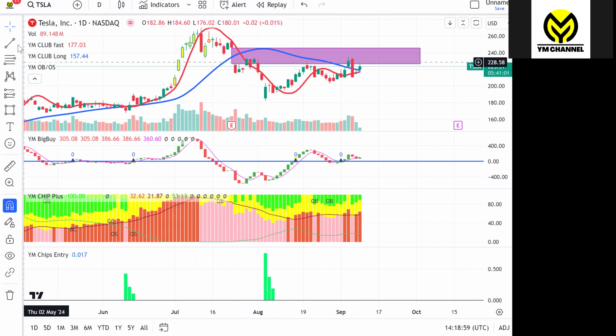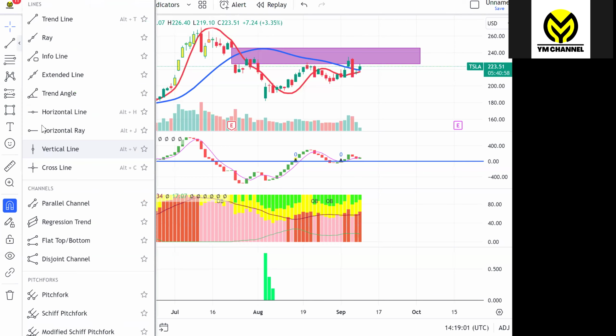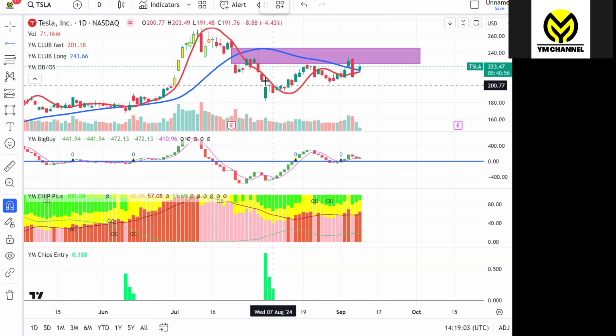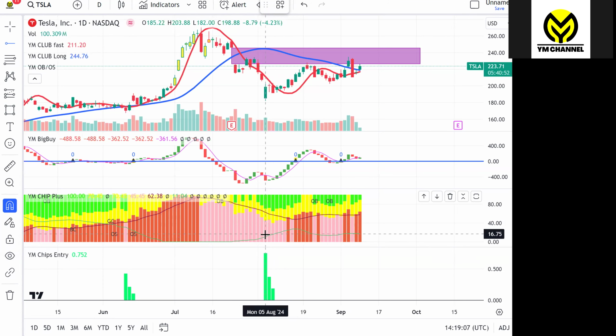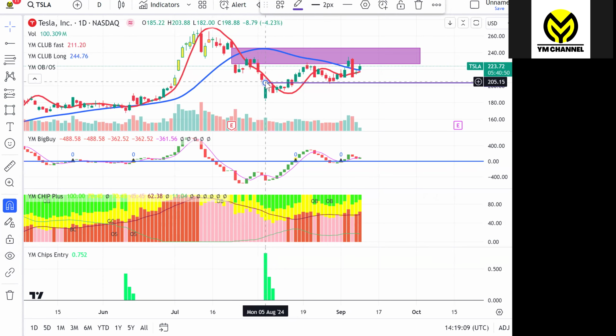If you follow my channel, basically one of my strategies is with the YM chip entry, the first or the tallest candle, we draw a line. When they go above, basically it will have an upward trend. Okay, you can see this one serve as a support.